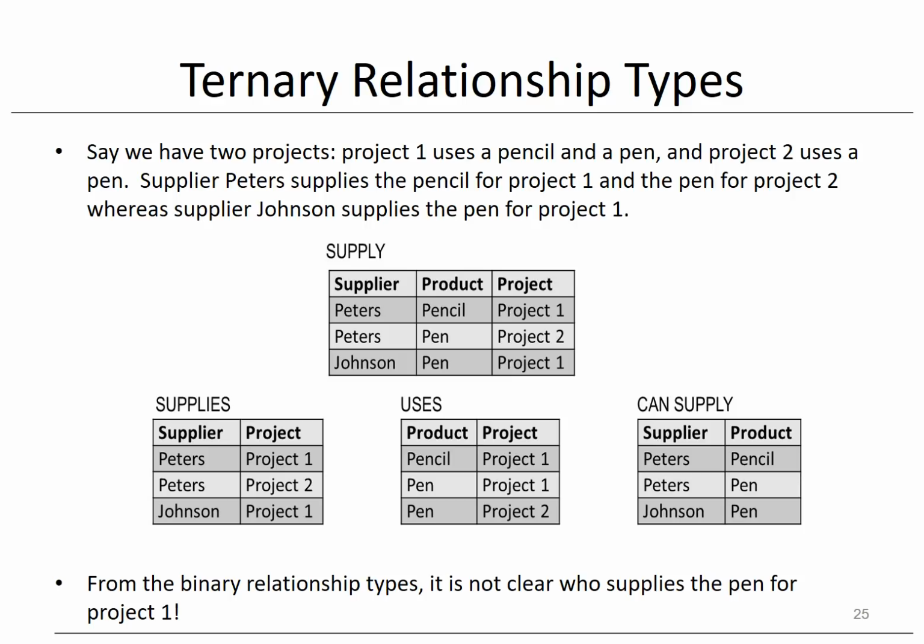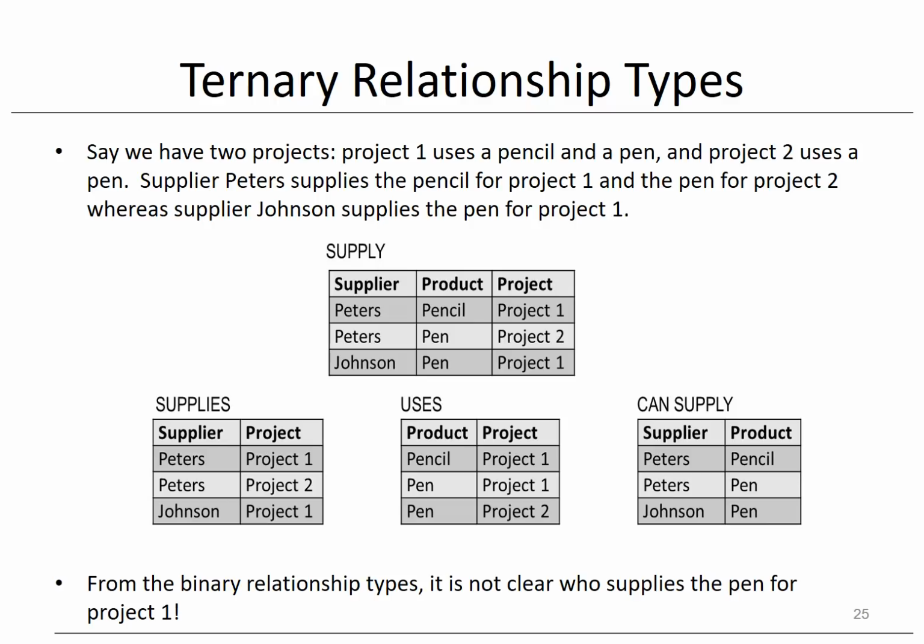From the supplies relationship type, we can see that both Peters and Johnson supply to Project 1. From the can supply relationship type, we can see that both can also supply a pen. The uses relationship type indicates that Project 1 needs a pen. Hence, from the binary relationship types, it is not clear who supplies the pen for Project 1.